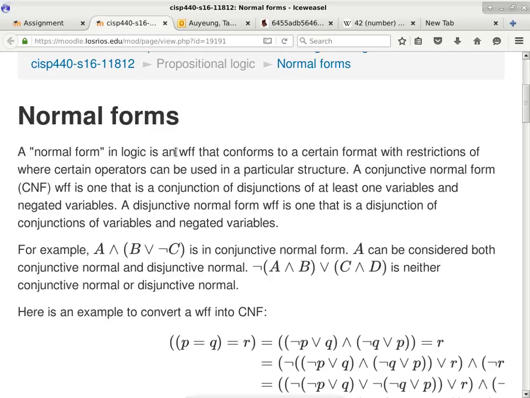A normal form is basically a WFF, a well-formed formula, that conforms to a certain format with restrictions where certain operators can only be used at a certain place. If you are taking CISP 310 this semester, you already know one of the normal forms, okay? Because in that class we use a DNF, or the disjunctive normal form. In this class we're using the conjunctive normal form, which is kind of the opposite or the dual of what a DNF looks like. So we'll talk about what is a CNF here.